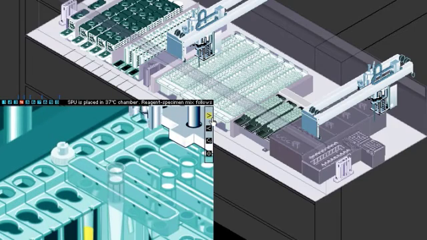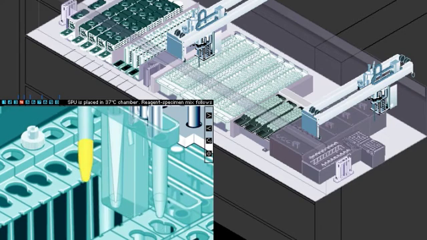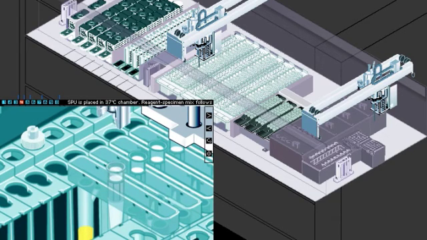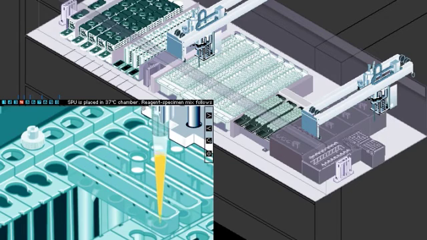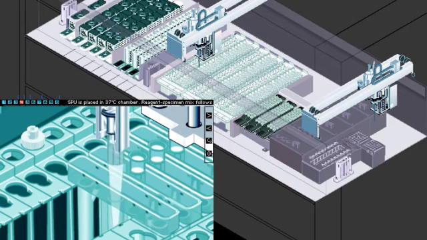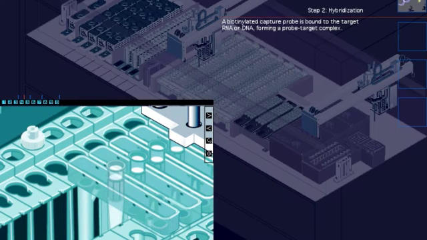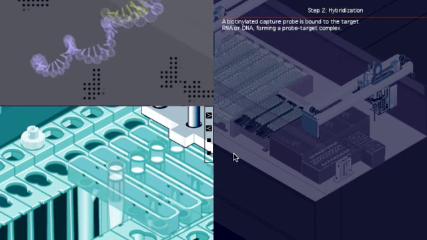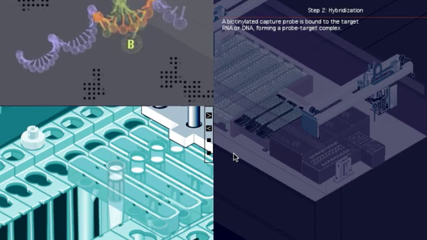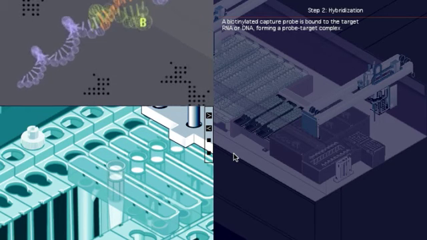When lysis is completed, the whole sample processing unit moves to the 37 degrees incubation chamber. The pipette moves the liquid from the left to the right chamber of the unit. As the reagent specimen mix cools down, hybridization takes place. A biotinylated capture probe is bound to the target RNA or DNA, forming a probe target complex.